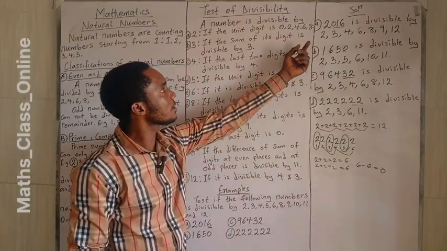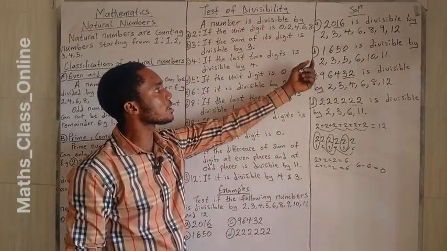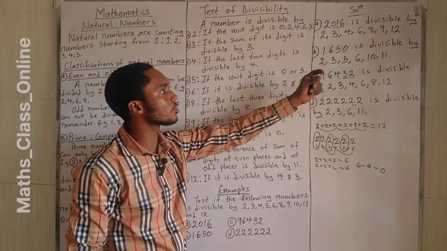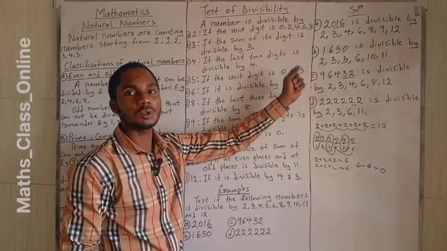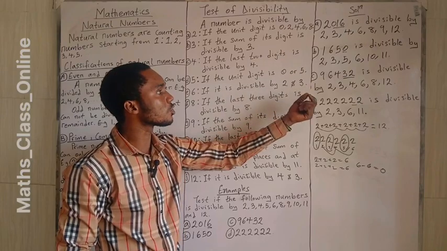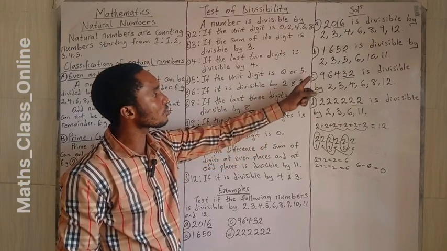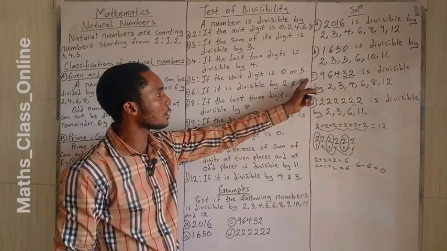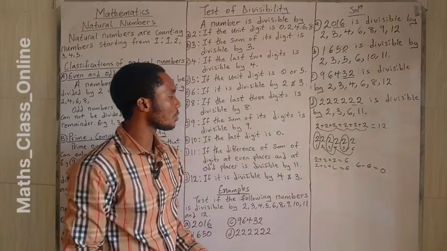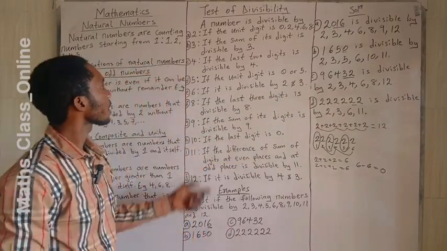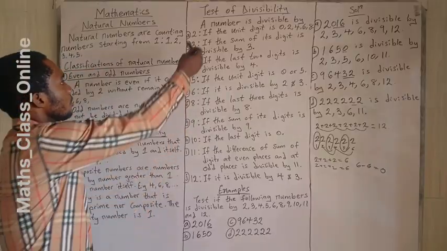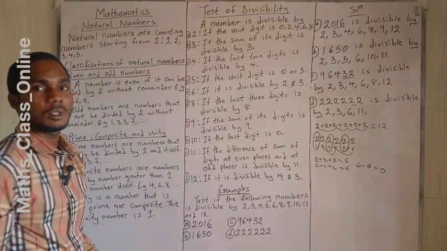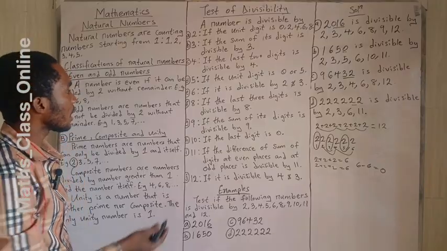We have the first number, which is 2016, to be divisible by 2, 3, 4, 6, 8, 9, 12. The second, which is 1650, to be divisible by 2, 3, 5, 6, 10, 11. And the third, the fourth also. But if you look at the numbers that we have here, 2, 3, 4, 5, 6, 8, 9, 10, 11, 12, one number is omitted, and that is 7.